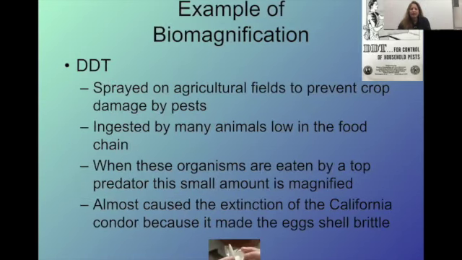DDT, classic example, again, predatory birds. This is what almost caused the California condor to go extinct. The controversy with DDT is it was and still is the best pesticide that we have ever created. And once we banned DDT, now we had an uptick in malaria because DDT was used to control the amount of mosquitoes within these villages.